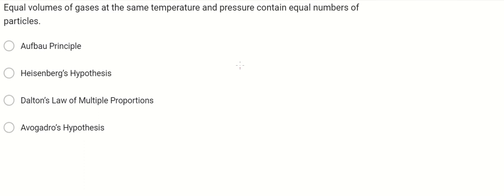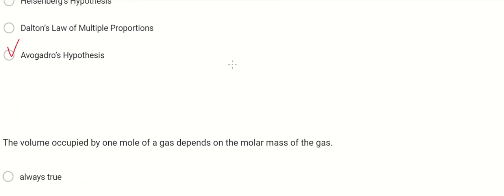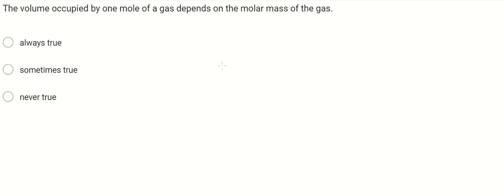Equal volumes of gases at the same temperature and pressure, the volume occupied by 1 depends on the molar mass. Oh, students, these are just copied from your worksheets. Please, if you're not doing them, do your review worksheets. That's never true. The volume only depends on the number of particles, which is at STP, but it doesn't depend on the mass.